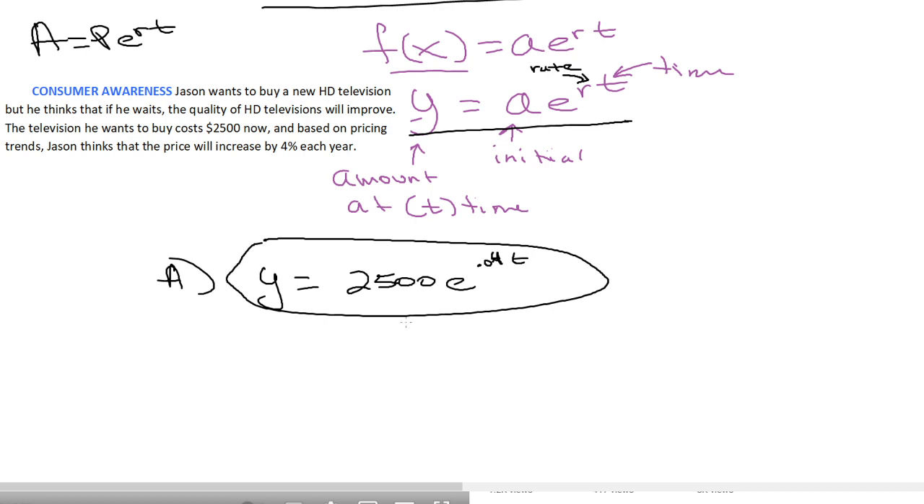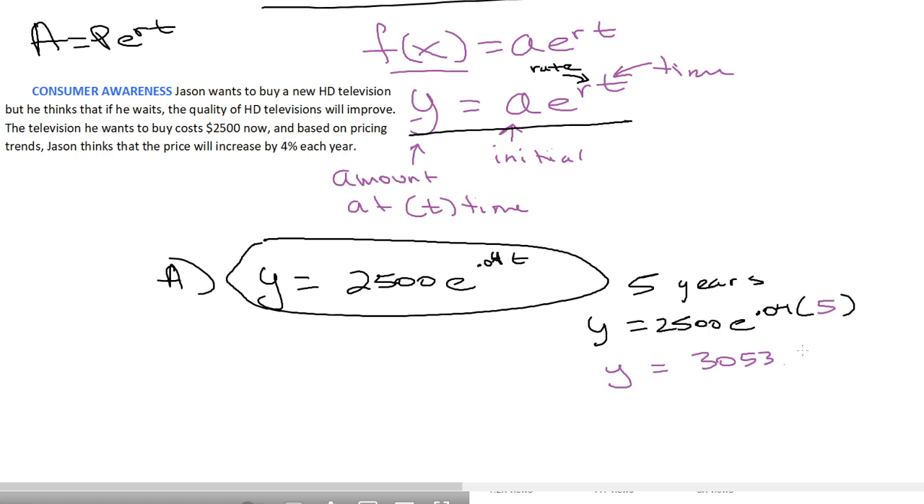So if I want to know the price of the TV in 5 years, well, what would it be? In 5 years, all I have to do is take 5 and plug it into that equation. So y equals 2,500 times e to the 0.04 times 5. So plug that in your calculator. We get that in 5 years this TV is going to be worth about $3,053.51.